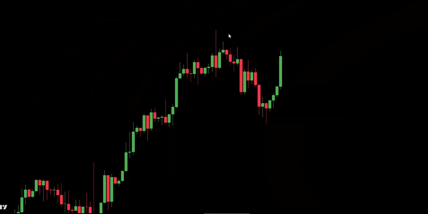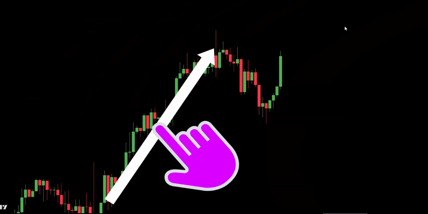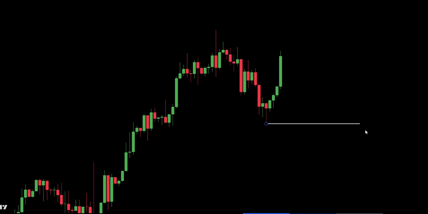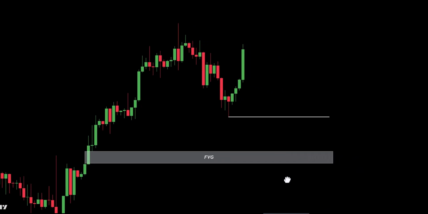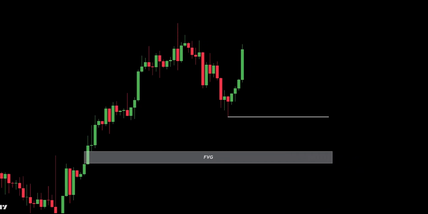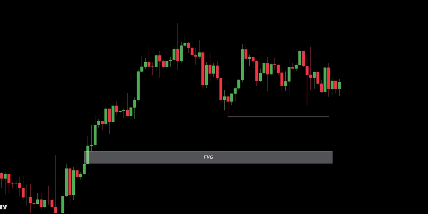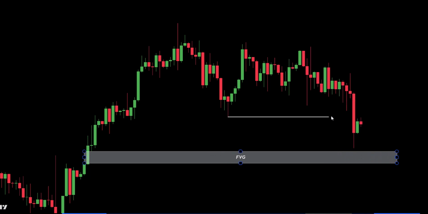Take a look at this example. The overall trend is clearly bullish. Now, typically, breaking below a recent low might suggest a bearish shift in market structure. But look closely, just to the left, there's a fair value gap sitting right below that swing low. That subtle clue changes everything. This small detail increases the chance that price will dip below the low, tap into the liquidity, and then reject the fair value gap, continuing higher.